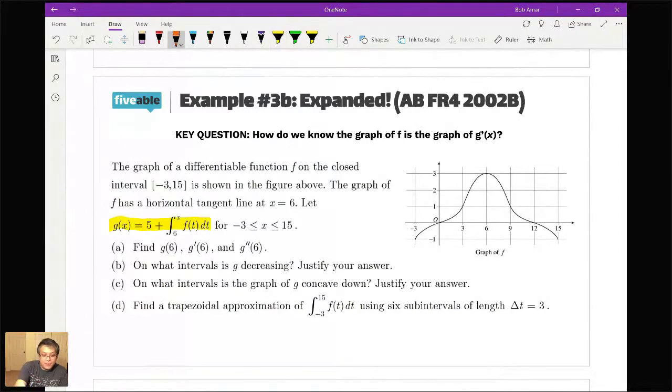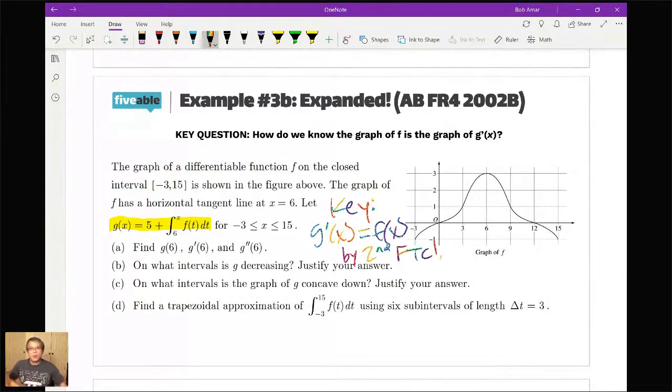Okay. This is the key, and you have to write this on your paper somewhere. g prime of x is equal to f of x by the second fundamental theorem of calculus. Your book probably calls it second, some books call it the first fundamental theorem of calculus, whatever. But g prime of x is equal to f of x, because if you differentiate g of x, you apply the theorem, the derivative of 5 is 0. And if you apply the theorem directly to the integral, you get f of x.